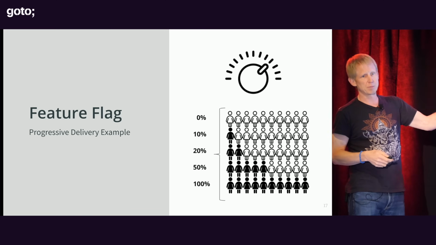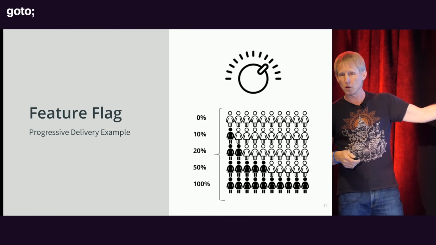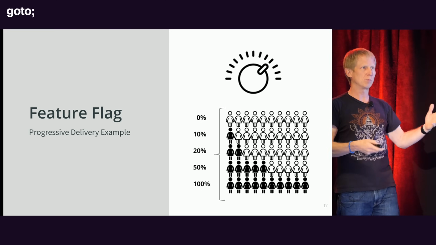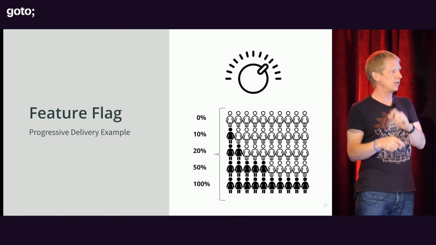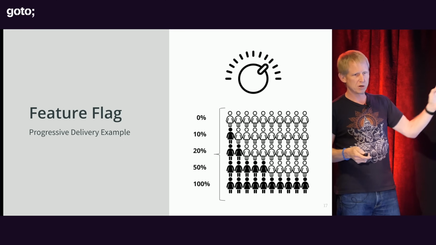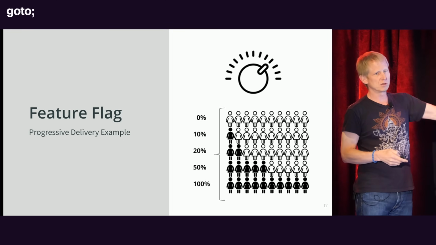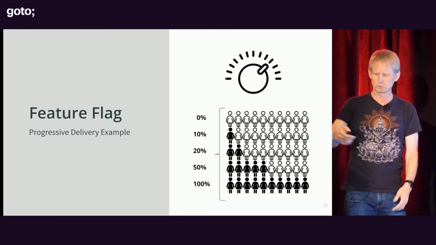And then you might start ramping it up, and you might ramp it up first to testers or employees. We'll see how Facebook uses their employees to actually be a layer of safety. And then ramp it to 20 or 30 or 50 or whatever. So that's just progressive delivery or a gradual rollout.